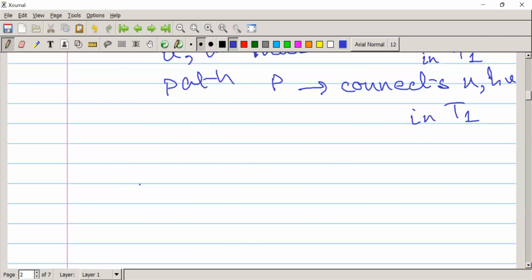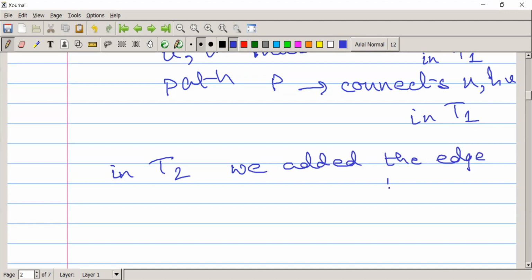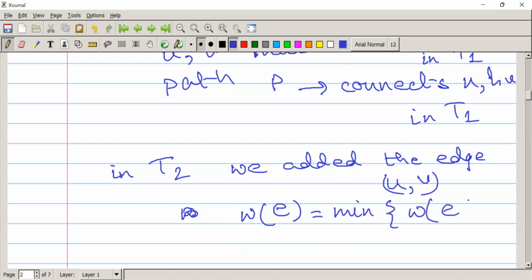So when in T2 we added the edge UV, the condition according to the algorithm was that the edge weight of E was the minimum of all E prime, where E prime equals (U, V prime) such that V prime does not belong to the set S, or in the algorithm we took it as U.